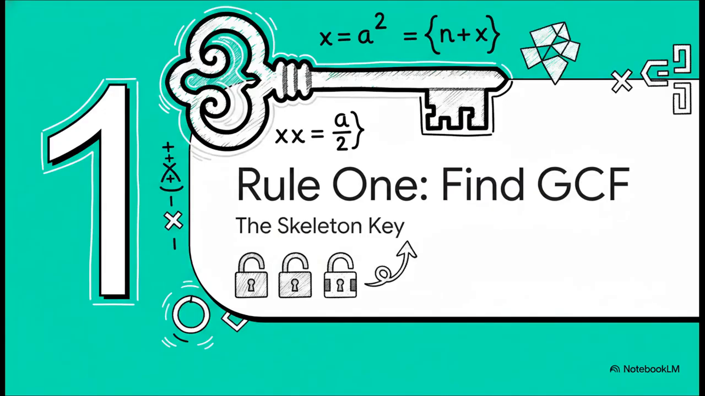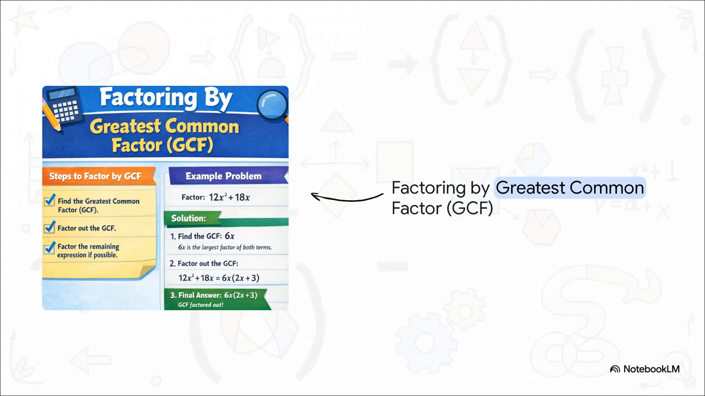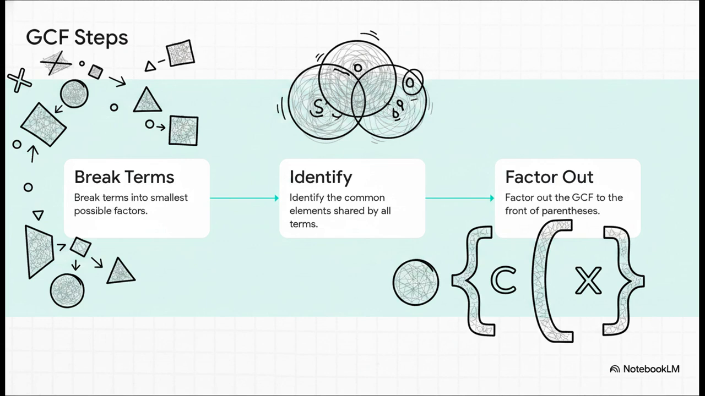Let's start with Section 1. Rule 1. Find the GCF. The greatest common factor, or GCF, is simply the largest number or variable that can be evenly divided from every single term in your expression. It's the skeleton key. By pulling it out to the front, you instantly simplify the chaos. Take something like 12x squared plus 18x. If you pull out a 6x from both of those, it leaves a much friendlier 2x plus 3 behind in the parentheses. Instant simplification.